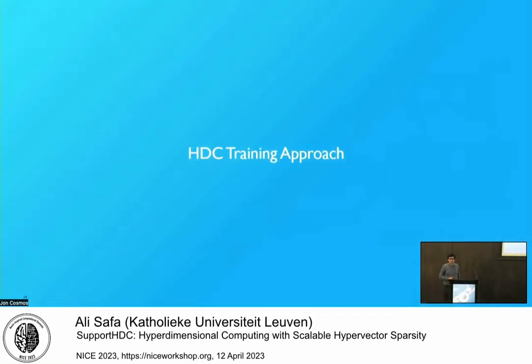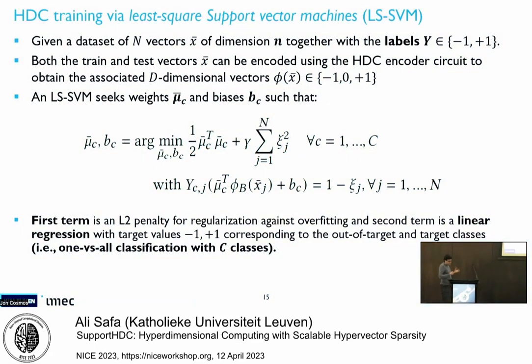So now that we saw the encoding, let's see the training approach. Instead of doing the typical training approach that you would see in most HDC works, where you would sum hypervectors and perhaps remove some of the hypervectors that would reduce accuracy, what we do is that we train the system using least square support vector machine theory.